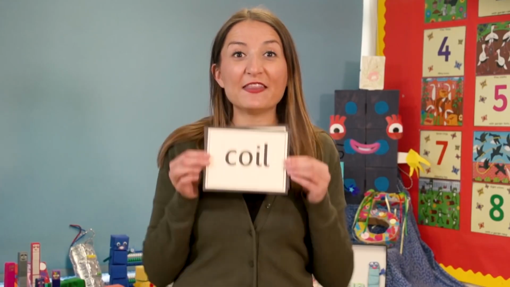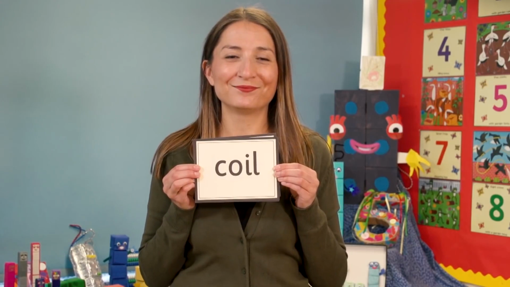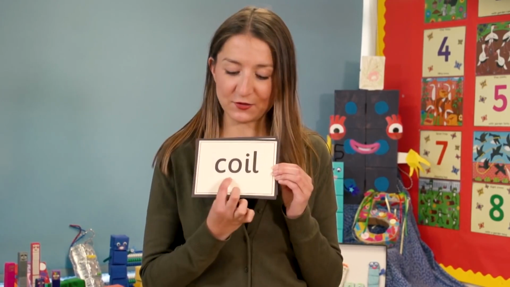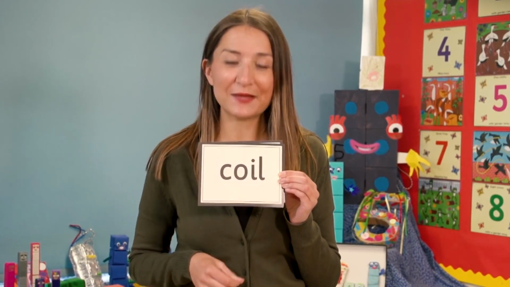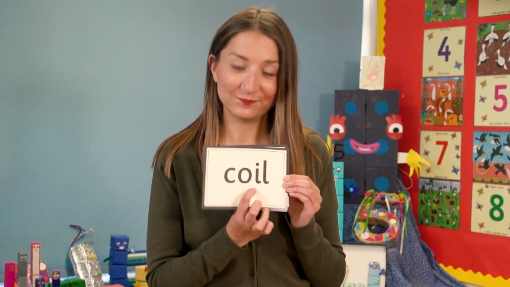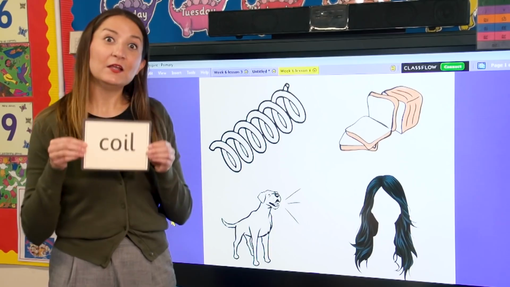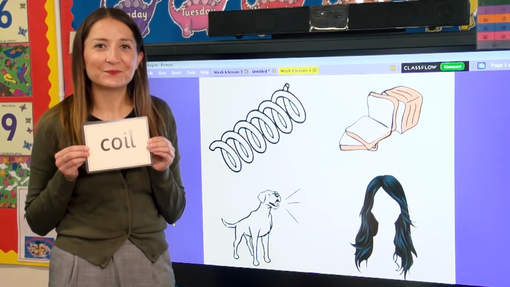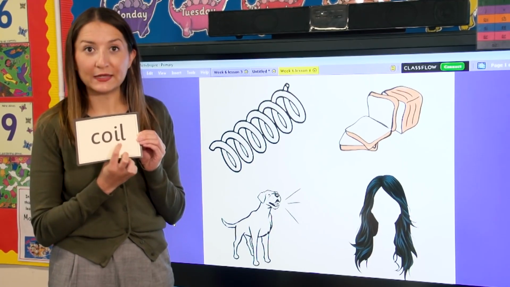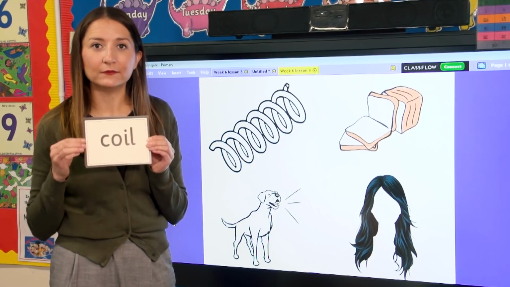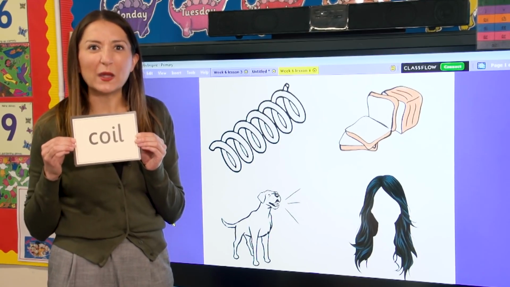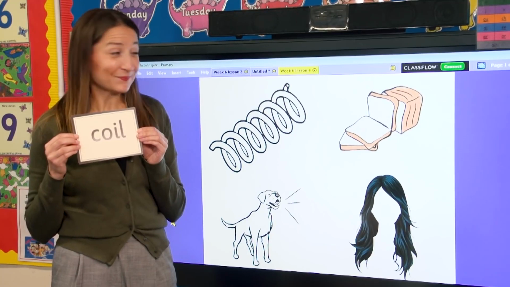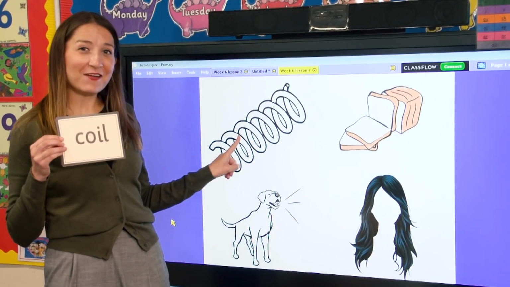Can you spot the digraph in this word? Yes, the digraph is oi. Sound out and blend. Look at the pictures. Point to the picture that matches the word. C, oi, l, coil. Point to the picture of the coil. There it is. Did you get it right?